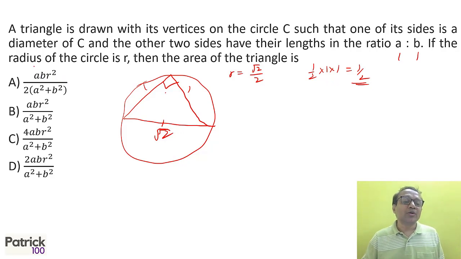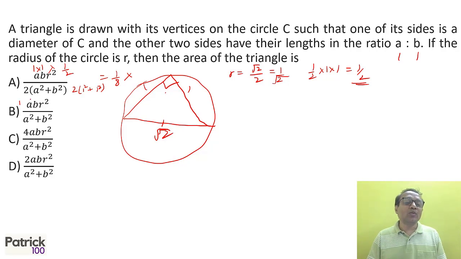If you look at option A, 1, 1, okay, root 2 upon 2 is also 1 upon root 2. So R square becomes half. So 1 into half, and the denominator becomes 2 into 1 square plus 1 square, so it becomes 2, 2, 4. So it becomes 1 upon 8, not the answer. I want 1 upon 2 as the answer.